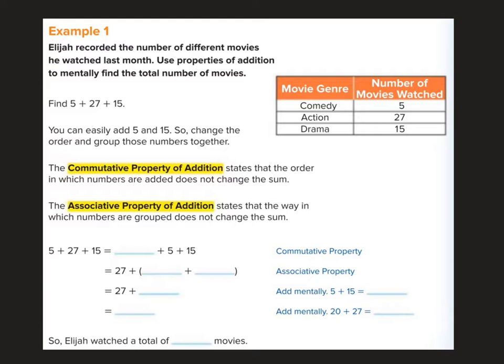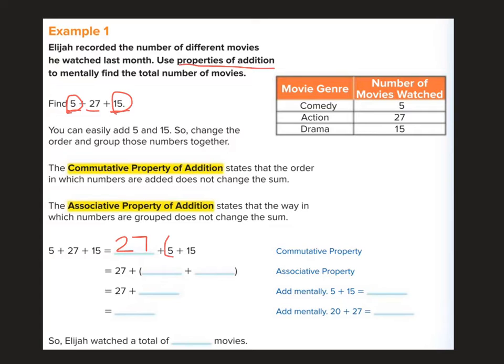So let's try it out. Elijah recorded the number of different movies he watched last month. Use properties of addition, so that's commutative and associative, to mentally find the total number of movies. So I need to do 5 plus 27 plus 15. What they're trying to have us do here is notice that 5 and 15 makes a 20, and that's easy to work with. So what I want to do is switch the numbers around. Instead of 5 plus 27 plus 15, I'm going to have 27 plus 5 plus 15.